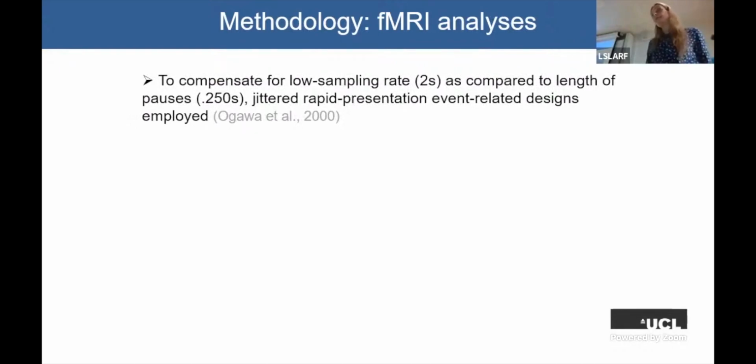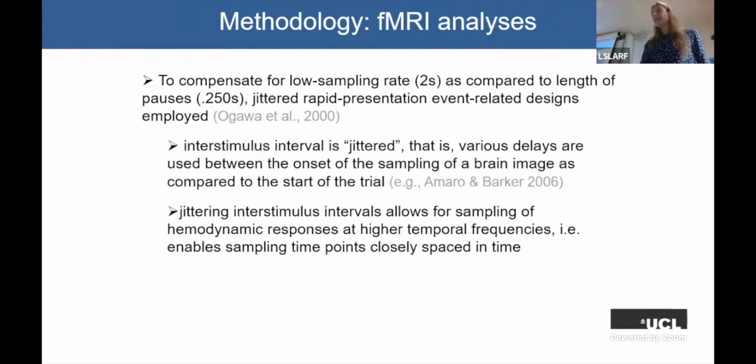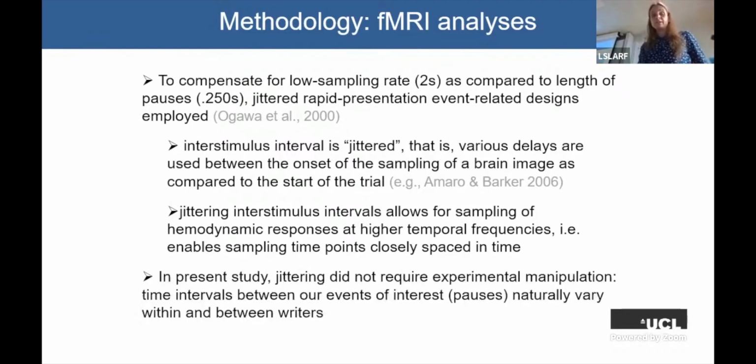Those of you who are familiar with fMRI research might be wondering how it was possible to do this, because the sampling rate is only 2 seconds. So how can you look at pause thresholds of 250 milliseconds? We used a so-called jittered rapid presentation event-related design, which means that the interstimulus intervals were jittered. So when the onset of a pause started, it's not always at the same 2-second interval. If it's a random distribution when it comes to pauses, you can actually look at shorter time intervals as well. So it's possible to do this through fMRI imaging.